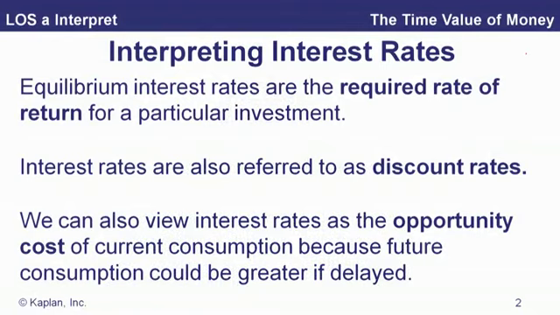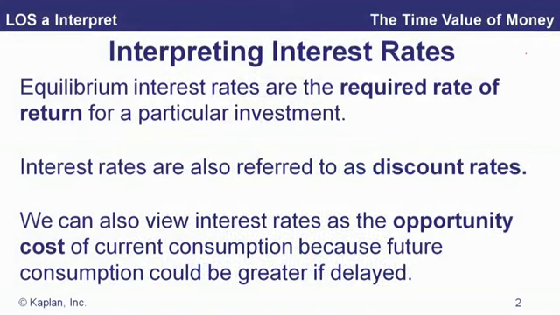Equilibrium interest rates are the required rate of return for a particular investment. And they're also referred to as discount rates. You'll see as we move forward through this reading that when we talk about interest going forward, we talk about compound interest because it builds on itself. When we're taking a future value and getting the equivalent present value and we're dividing by 1 plus the interest rate, we'll refer to that as discounting.